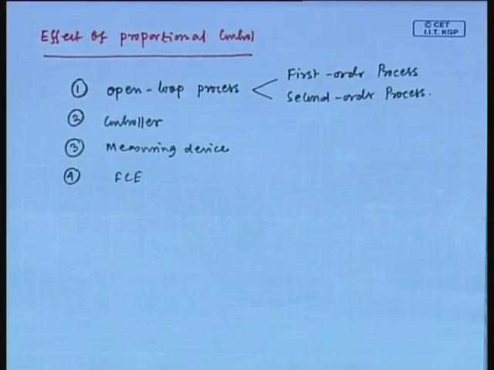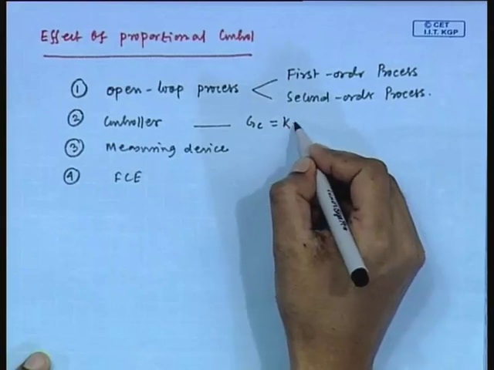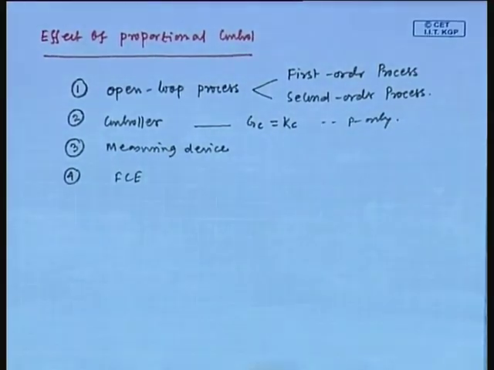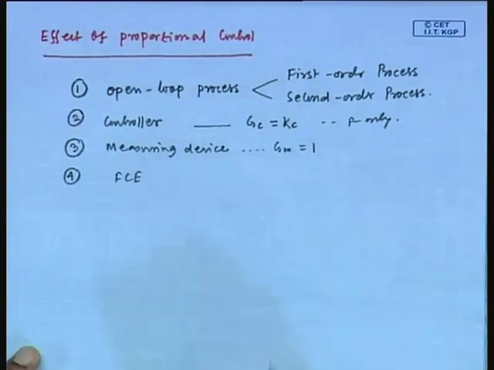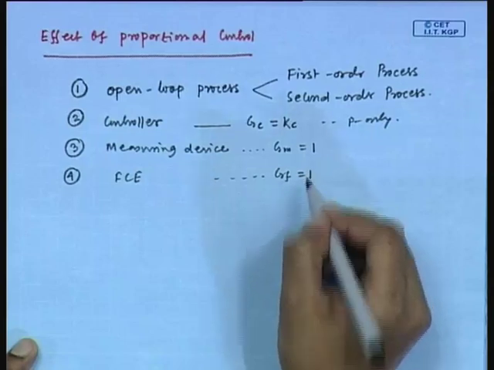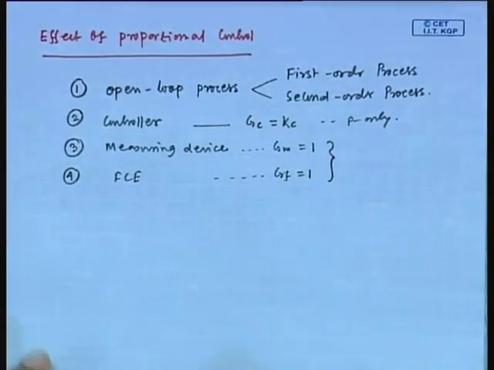Next element is the controller. So, here we will include the P only controller. For P only controller, what will be the transfer function? The transfer function is GC equals KC. For measuring device, we will consider GM equals 1, and for final control element, we will consider GF equals 1. For simplicity, we are assuming the transfer function of measuring device and final control element both are 1.